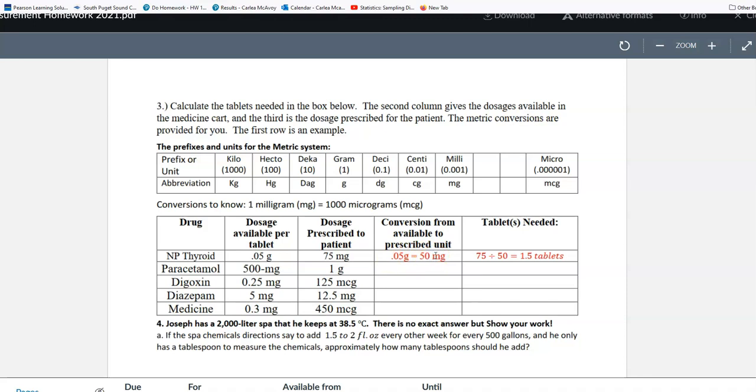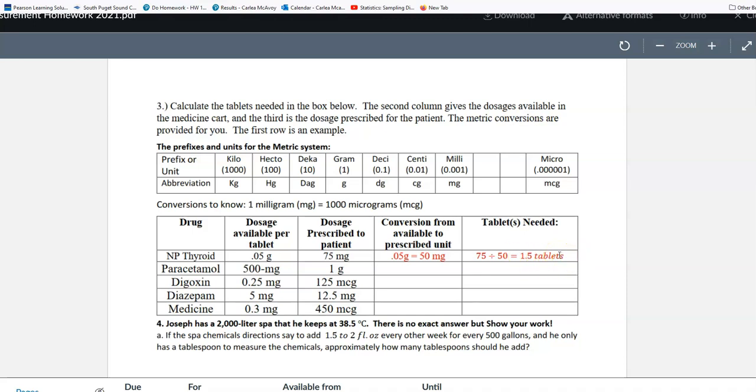Now you know I have a tablet that's 50 milligrams, but I'm supposed to give 75. So then you want to say, well, how many tablets do I need to give this patient? You take whatever's prescribed, in this case 75, and you divide by the available amount, which is 50. And 75 divided by 50 is 1.5. So that patient would get 1.5 tablets.